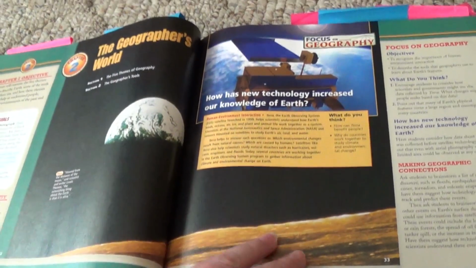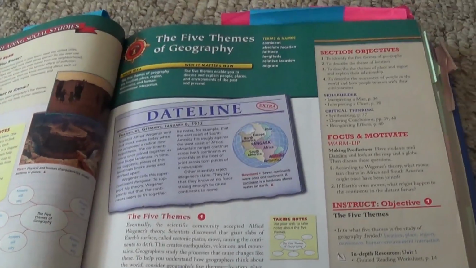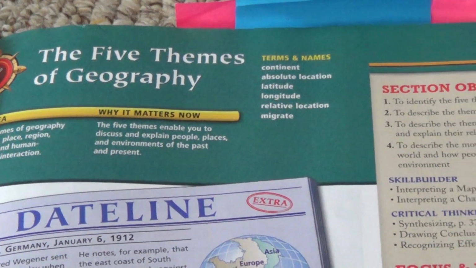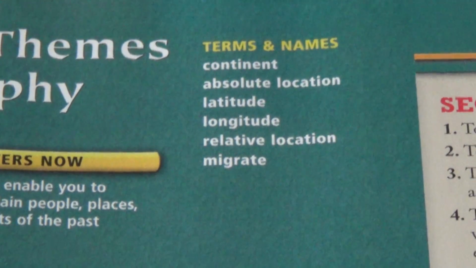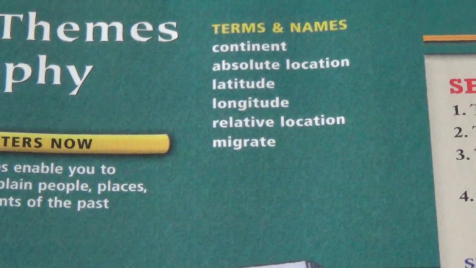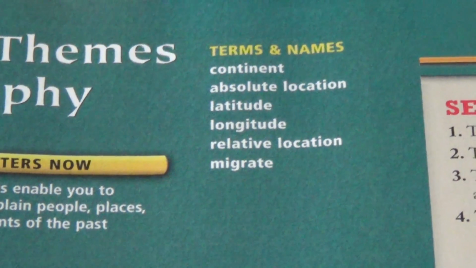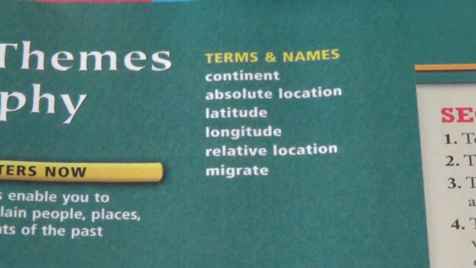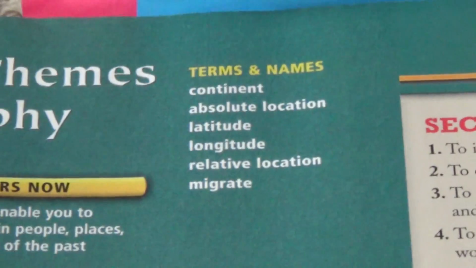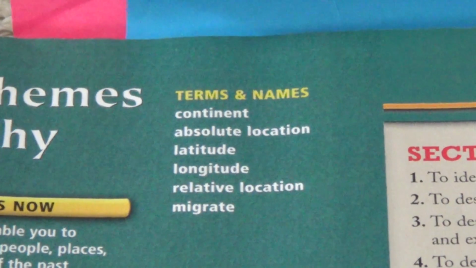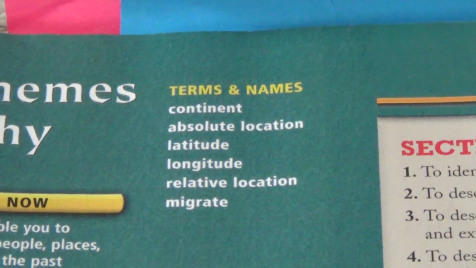So let's see what else this chapter holds for us. So chapter 2, let's look at the sections. If I flip to page 35, I can see my section title is the 5 themes of geography. And right here, it gives me the terms and names. These are like your keywords, your terms. These are going to be bold and black in this book. So they're going to pop out. So this is going to include the terms continent, absolute location, latitude, longitude, relative location, and migrate.